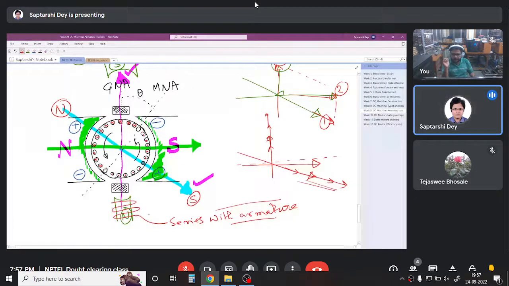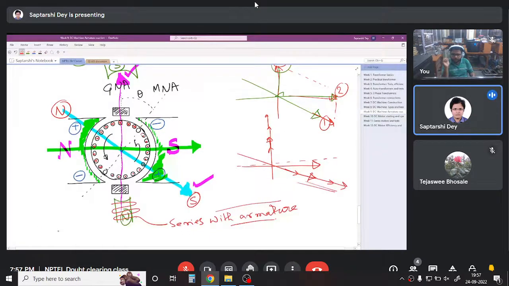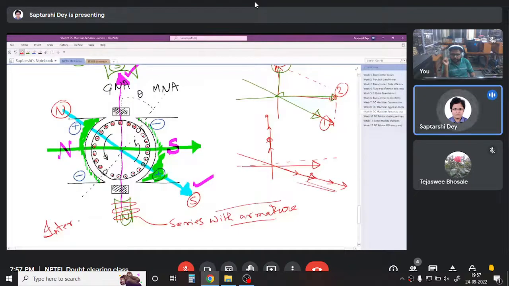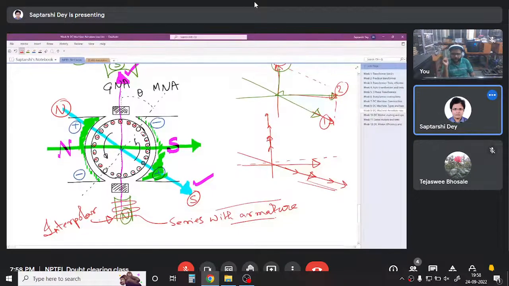This is how the interpoles work. No, interpole is not that interpole. International pole is interpolar. So they interpole. That is POL. This is POLE. Okay. So this interpole, this is how it works.